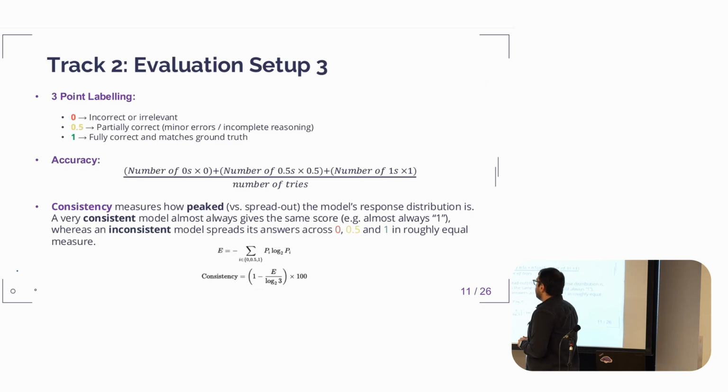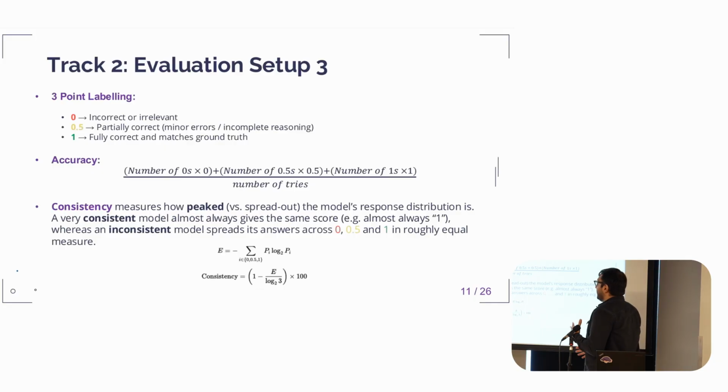And the main metric we are using is the accuracy, which is just the weighted average of the labeled responses. And for one research question, we also use consistency, which basically measures how peaked or spread out the model is. For example, a very consistent model always gives 1 or always gives 0. It is, again, consistent, but consistently incorrect.